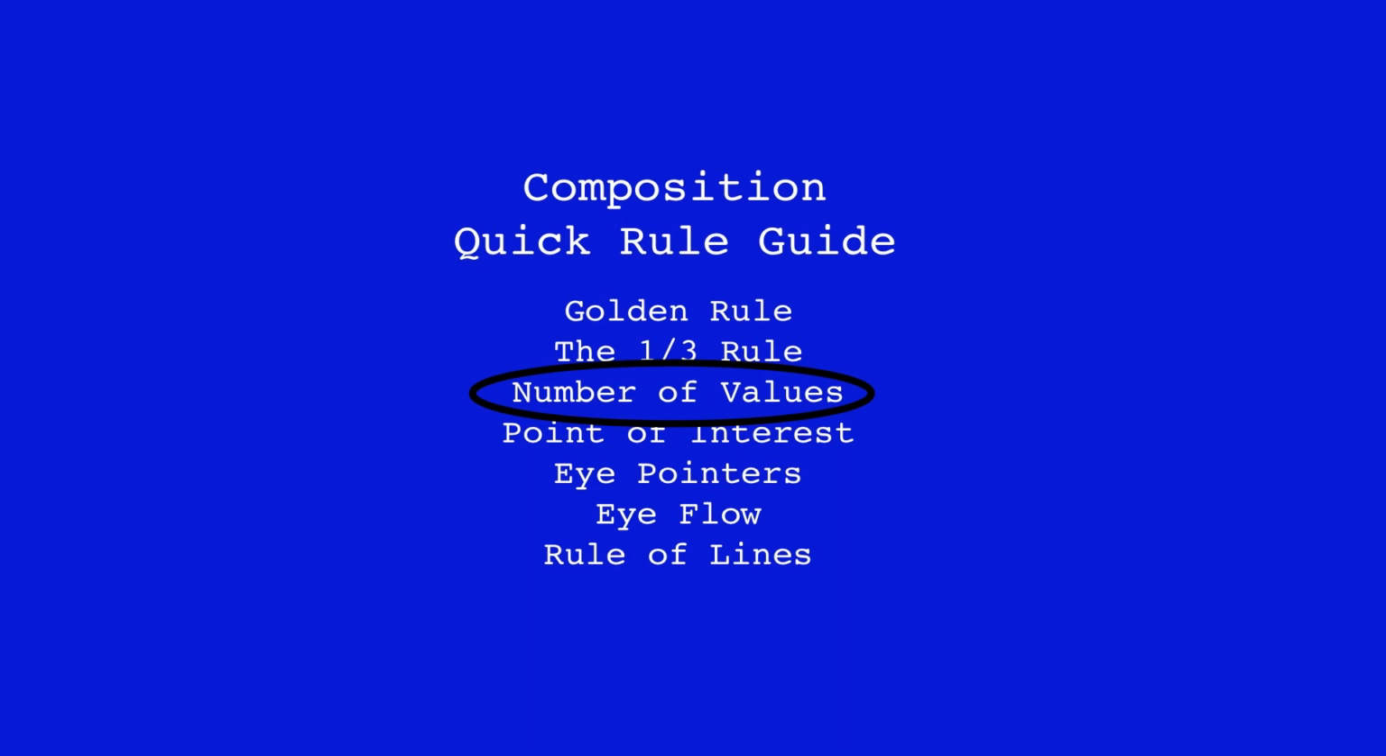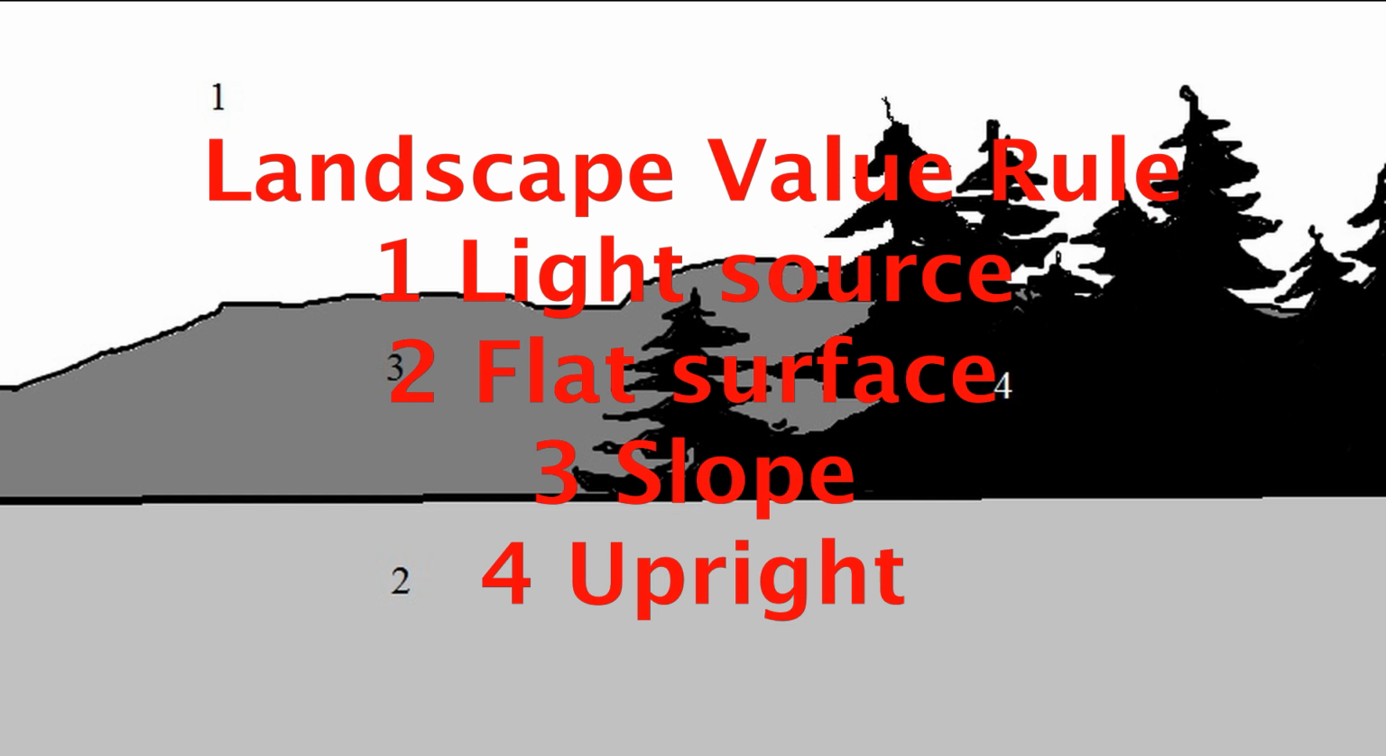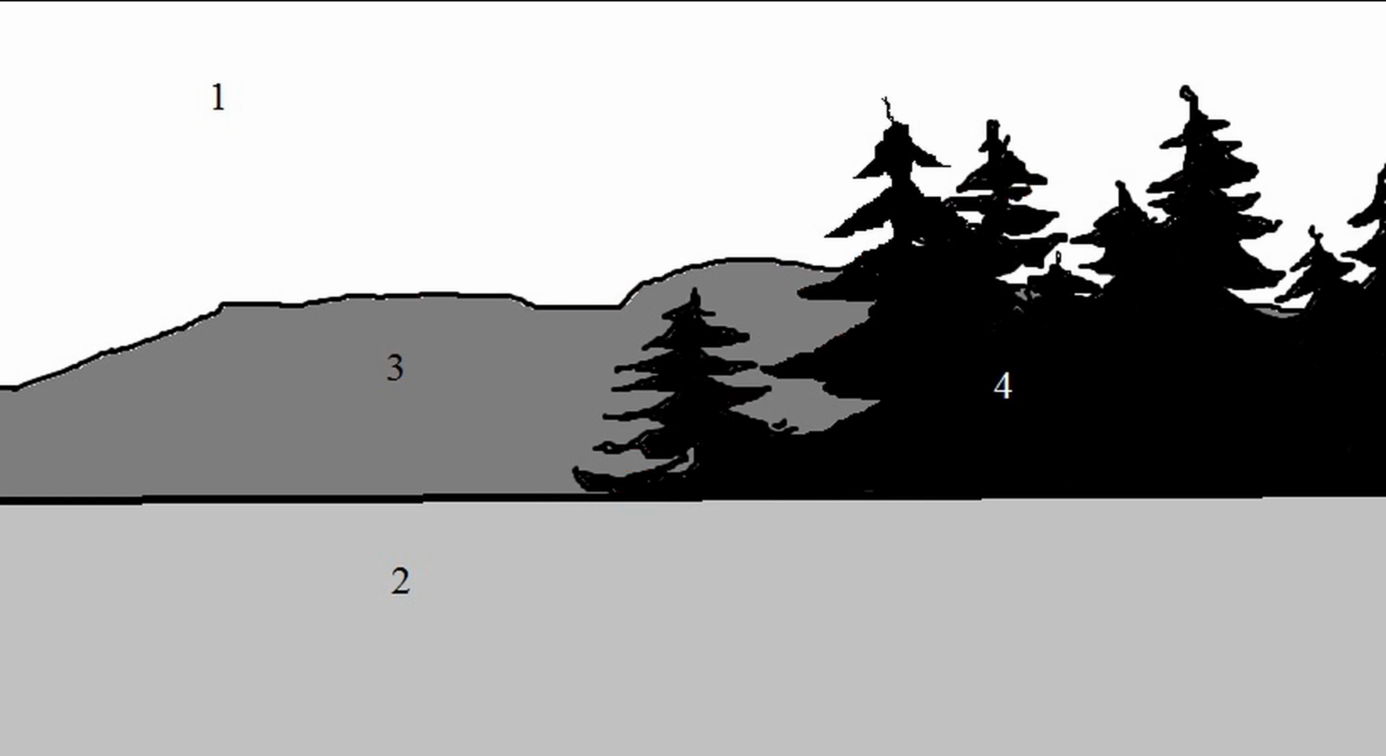Let's look at the third rule, which is number of values. The standard rule for landscapes is that you have 4 values, 1 being the lightest and 4 being the darkest. 1 is the light source, often the sky. 2 is a horizontal plane, the ground. 3 is slopes, the mountains. 4 is a vertical plane, trees.